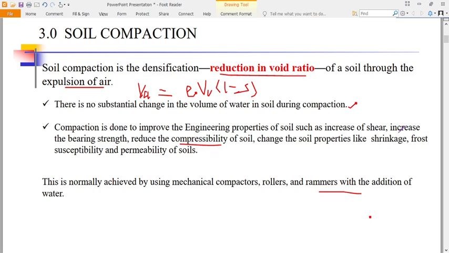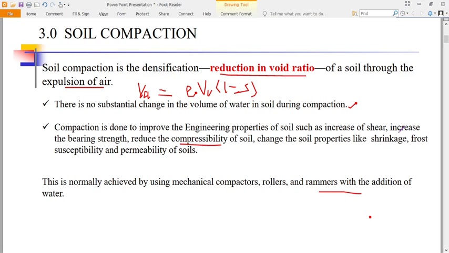Compaction also reduces frost action. Frost occurs because there are voids and there is water. But if I fill all the voids with particles, there are no voids to store water, so there will be less frost action taking place. Also, there will be a reduction in the permeability of the soil. This is normally achieved by using mechanical compactors, e.g. rollers and rammers, with the addition of water.